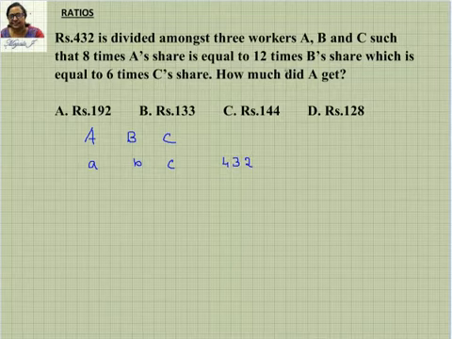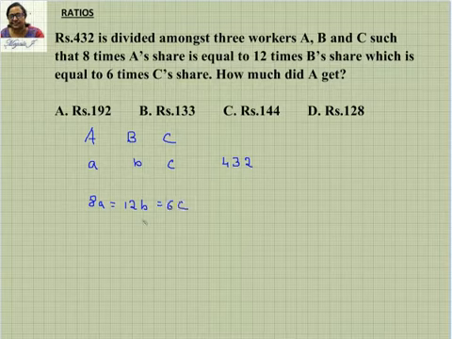The ratios are not given. If the ratios are given directly, we can just go for the calculation of the individual shares. But instead of giving the ratio, they're comparing the shares. The comparison given is 8 times A's share is equal to 12 times B's share, that is equal to 6 times C's share. So from this, you have to find out the ratios.